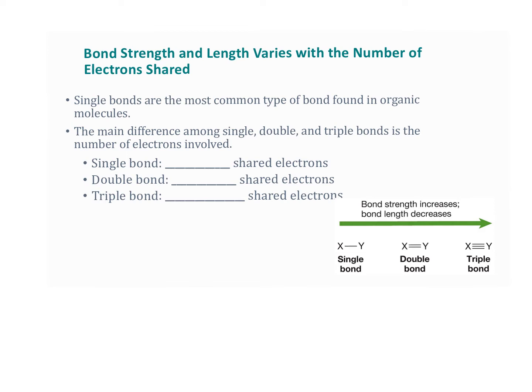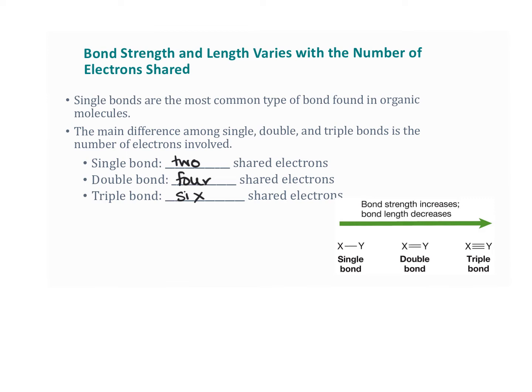Really, the main difference there is the number of electrons that are shared. Just as a reminder, in a single bond, there are 2 electrons shared between atoms. In a double bond, there are 4 electrons shared. And a triple bond has 6 electrons shared. As the number of bonds between the atoms increases, the bond energy increases and the bond length decreases.